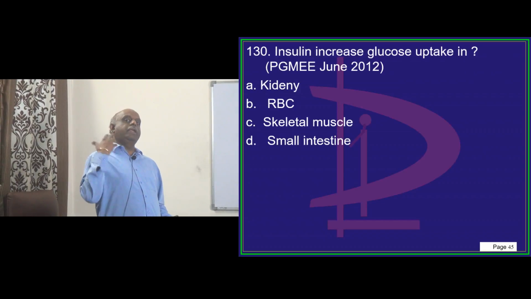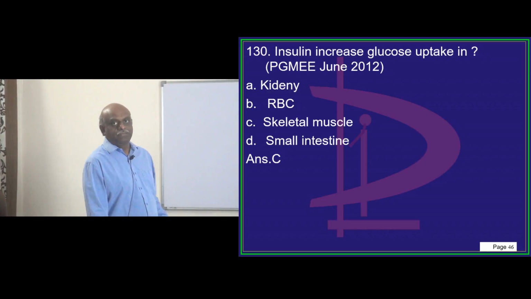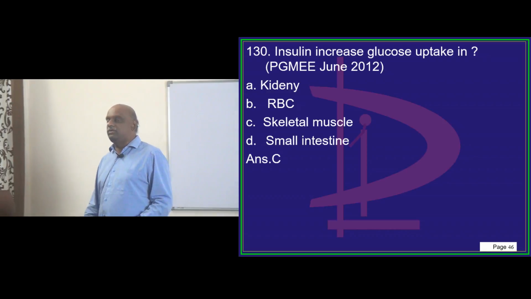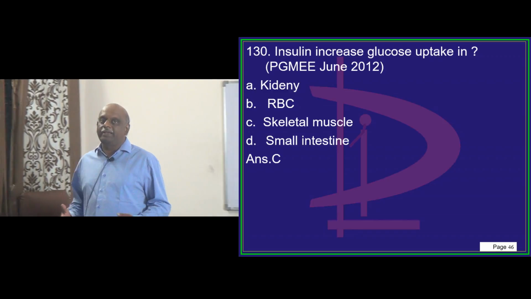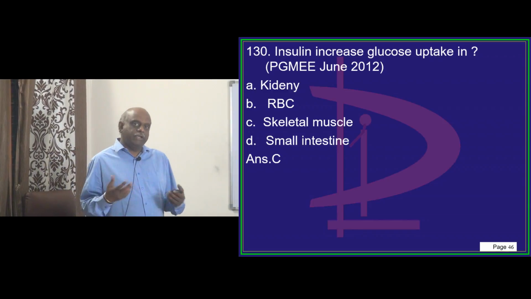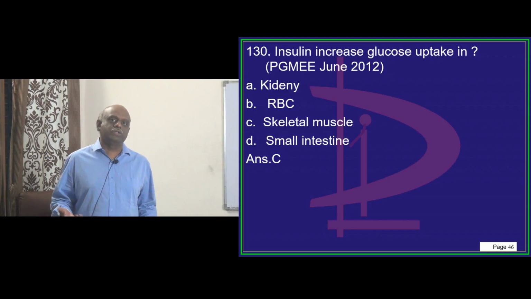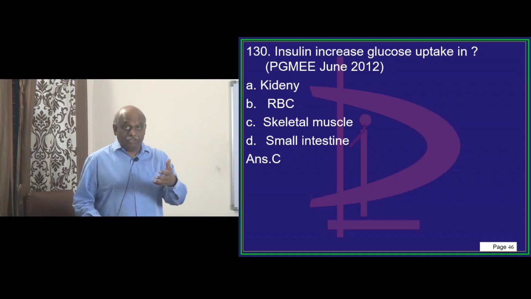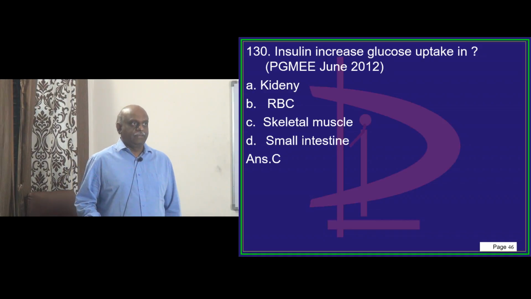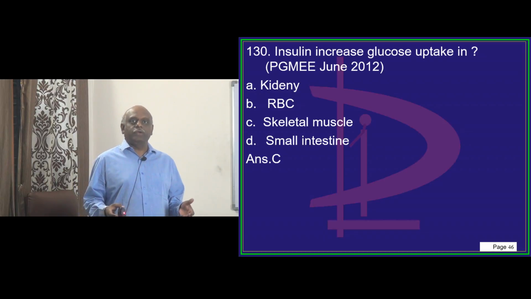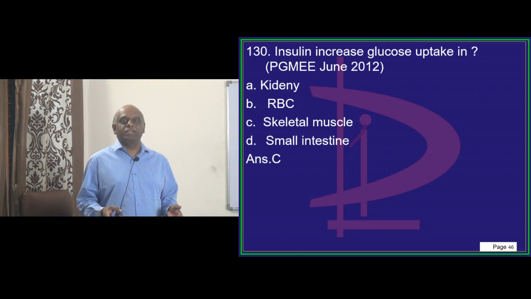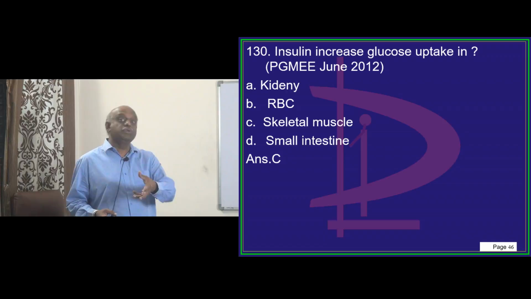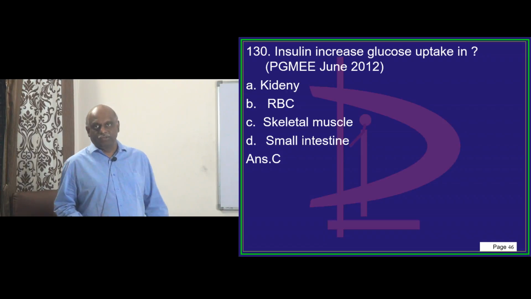Insulin, how does it increase the uptake of the glucose? Where does it increase the uptake of the glucose? Most of the tissues depend upon insulin for glucose uptake. But erythrocytes, brain, there are certain key locations where insulin is not used for the uptake of the glucose.